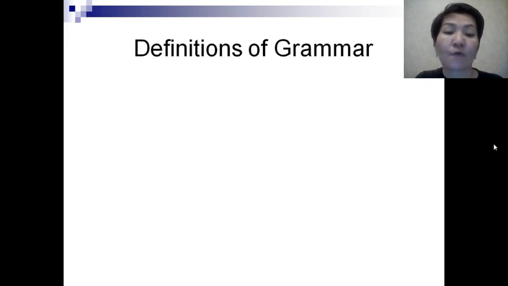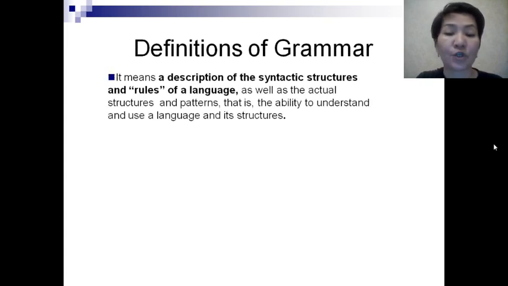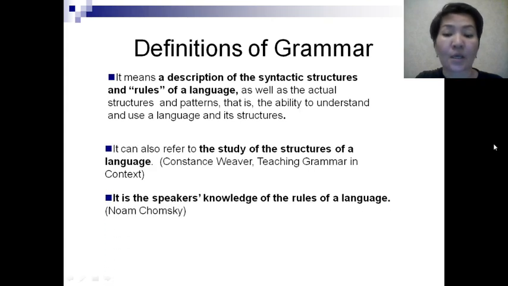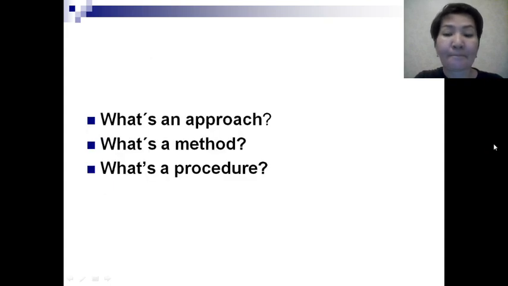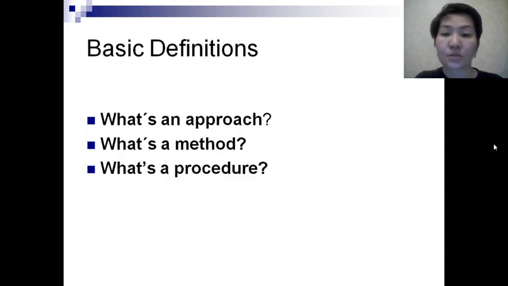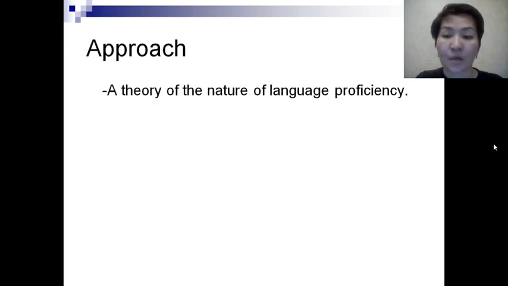Well, and here we have some definitions of grammar. You see, grammar is a study of the structures of a language and the rules of a language. Next, the basic definitions are: what is an approach, method, and procedure. Let's observe them.